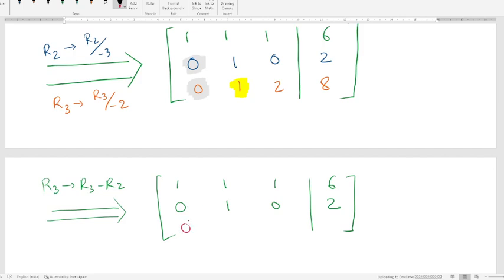0 minus 0 is 0. 1 minus 1 is 0. That is what we manufactured. 2 minus 0 is 2. 8 minus 2 is 6. Right?